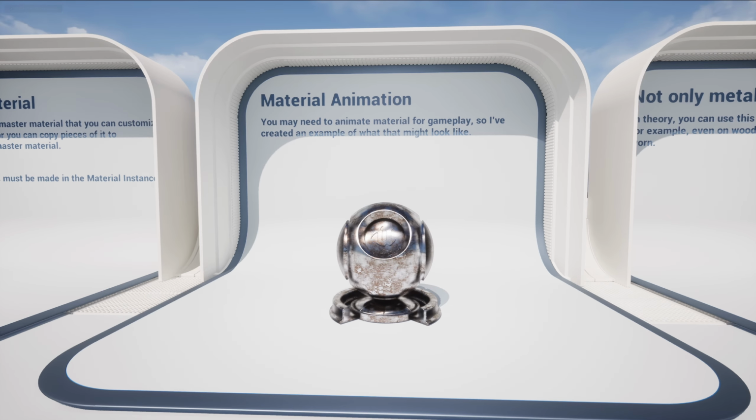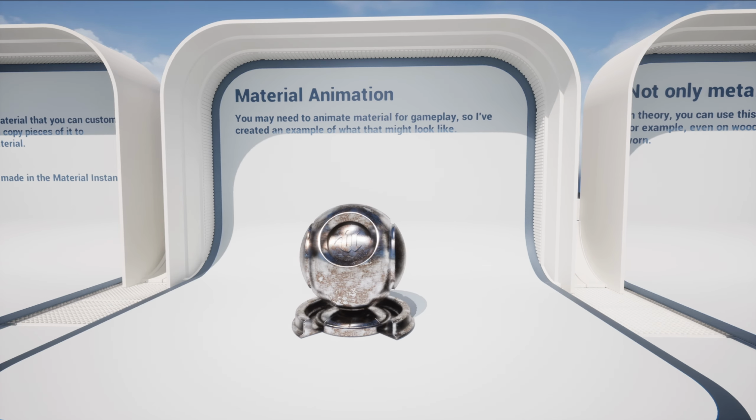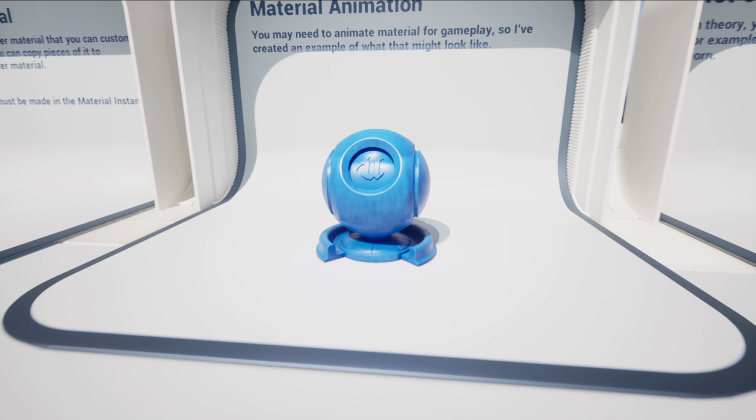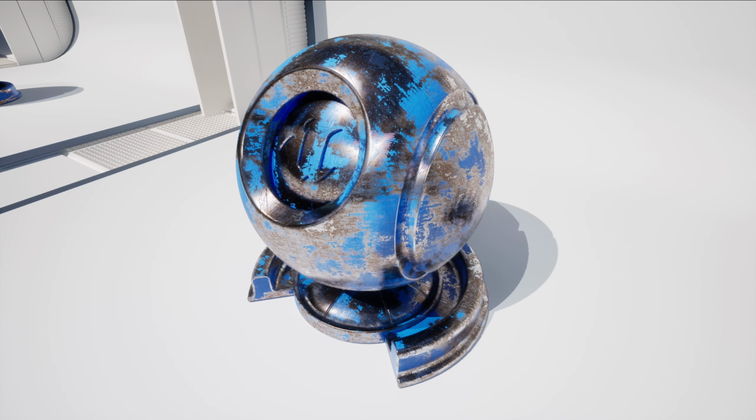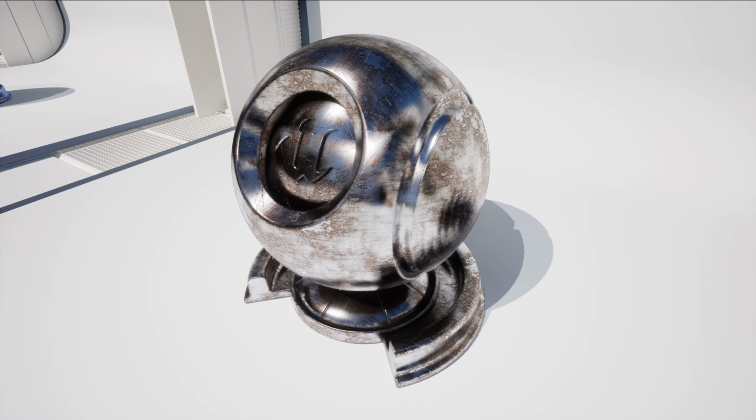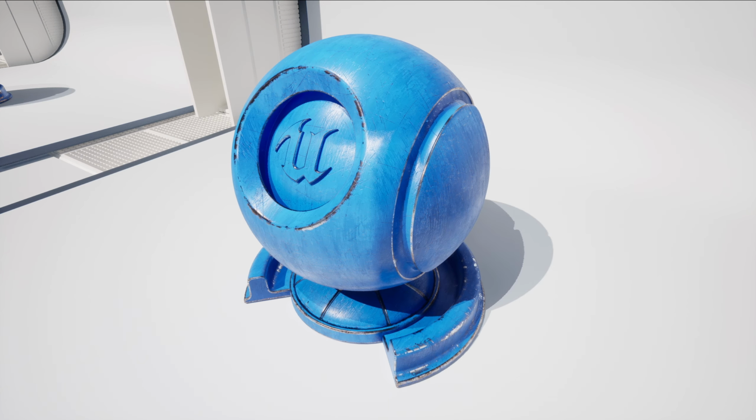Here you can see a material animation example. So you may need to animate the material for gameplay, so I've created an example of what it might look like. And as you can see, we got no paint, and paint goes back.